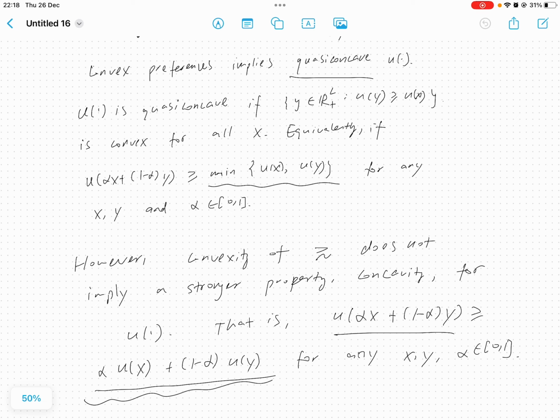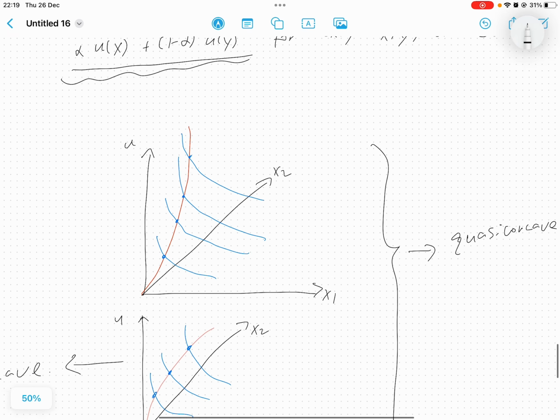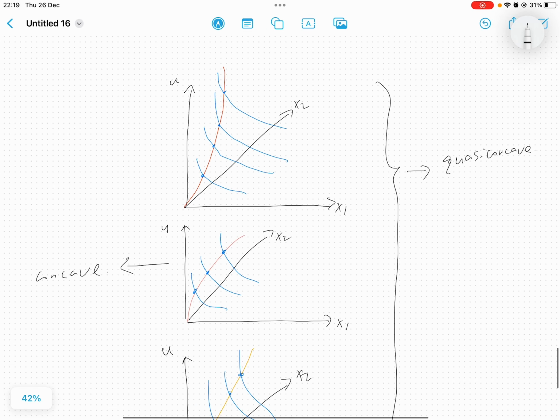However, here in the second paragraph, we said that the convexity of the preference relation doesn't imply the stronger concavity, or concave utility function. So here we can have an example to further illustrate those two definitions, one is quasi-concavity and the other is concavity of utilities. This will be very helpful for us to further understand the differences.